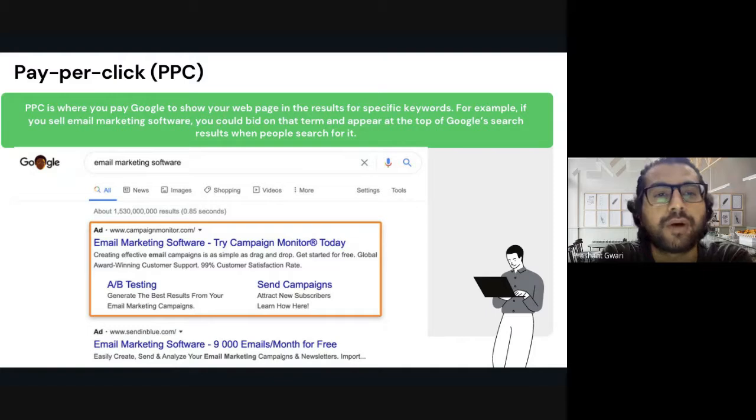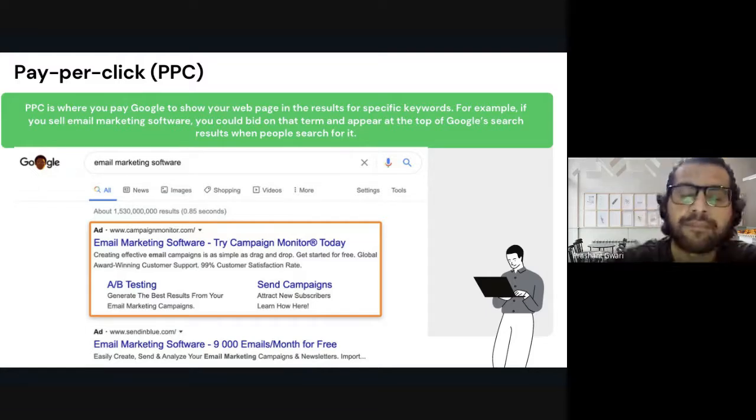So this is all about PPC. That means targeting a specific keyword and giving money to Google to show your rank, show your website on the first page. Now, come back again to this thing.